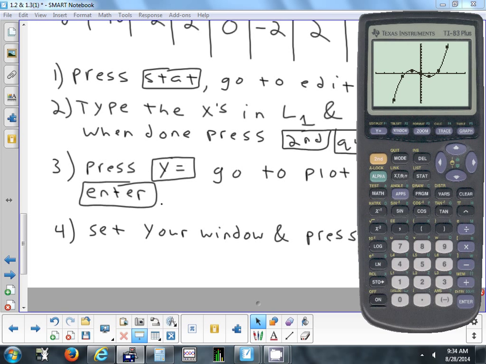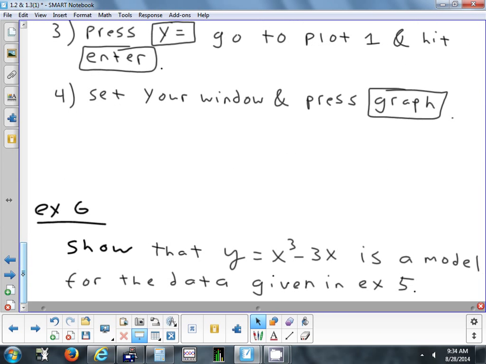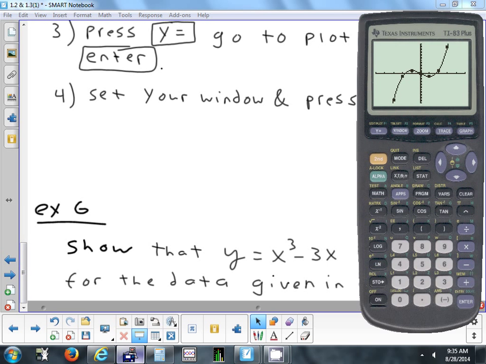So if we have a set of data, we can use the calculator to predict a model for it. We'll do that more later on, but I just want you to understand how to type the points in. I jumped ahead a little bit. My next question was going to be, show that x cubed minus 3x is a model. Well, the way you'd show it is you'd type it in, because I gave it to you. I wouldn't expect you to calculate it. And you look at it and you say, oh, it looks like it goes through all the points pretty well. That's a good model for the data.